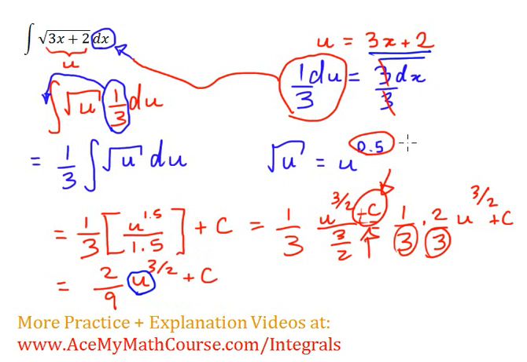Then the integration by substitution is indeed complete. So we have 2 over 9 times 3x plus 2 to the power of 3 over 2 plus c. And that's it. We have fully integrated what we had to.